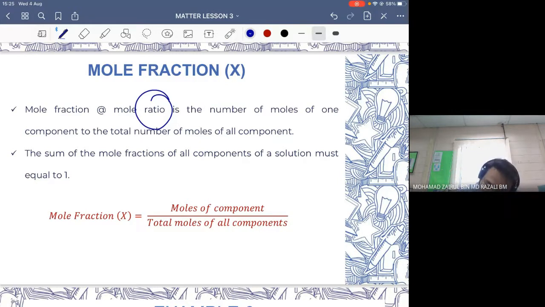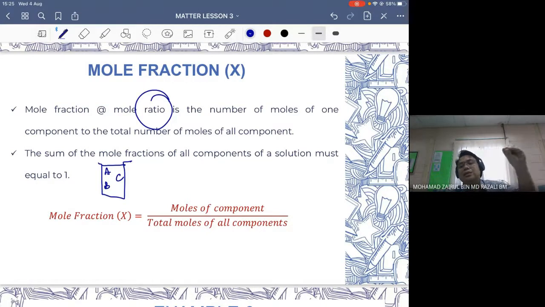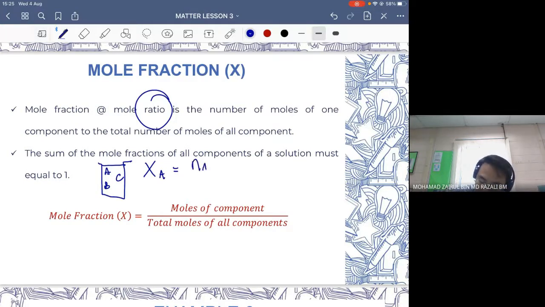Basically kalau saya ada beaker. This beaker is a mixture of solution A, solution B, solution C. And each solution have their own number of mole. If I want to find the mole fraction of A, so what it mean by the formula is mole of component, which is mole of A, divided by total mole of all component. Since we have 3 components, so we need to divide it by mole A plus mole B plus mole C.